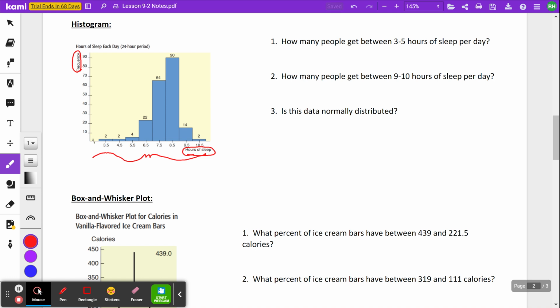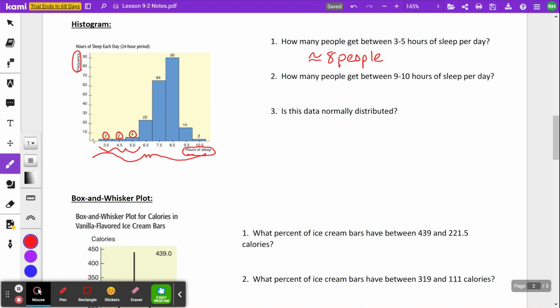So using the graph, how many people get between 3 and 5 hours of sleep per day? So if we look down here, this is going to be more like a range, right? So from 3 to 5, we've got 2 people in this one, 2 people in this one, and 4 more here. So if I add those together, I would have about 8 people. We can't get an exact estimate because this is a range and we don't know exactly where 5 stops.